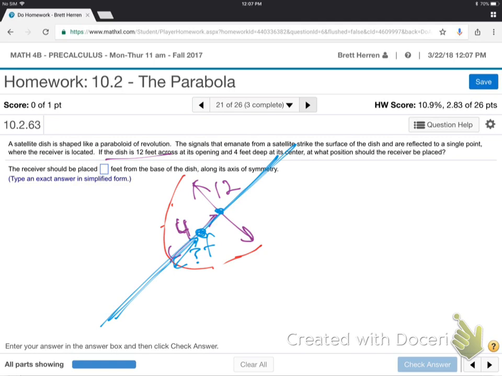Would it just be half of 4? It wouldn't be that easy. That'd be nice. That'd make the math a lot easier. It's just half? No. So how do we find it?